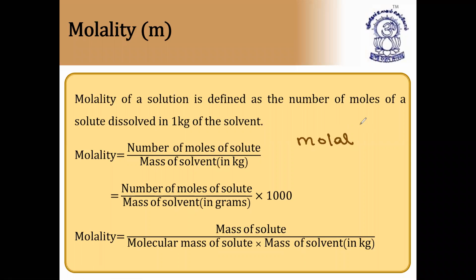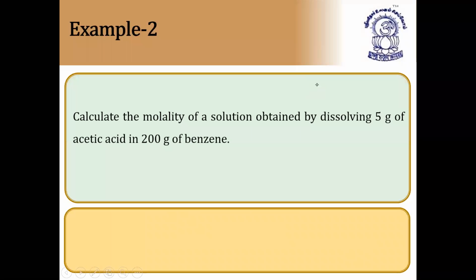Molal. So in this way, you write molality. So we have considered all the types of concentration of solution. Next question based on molality. Calculate the molality of the solution obtained by dissolving 5 grams of acetic acid in 200 grams of benzene.